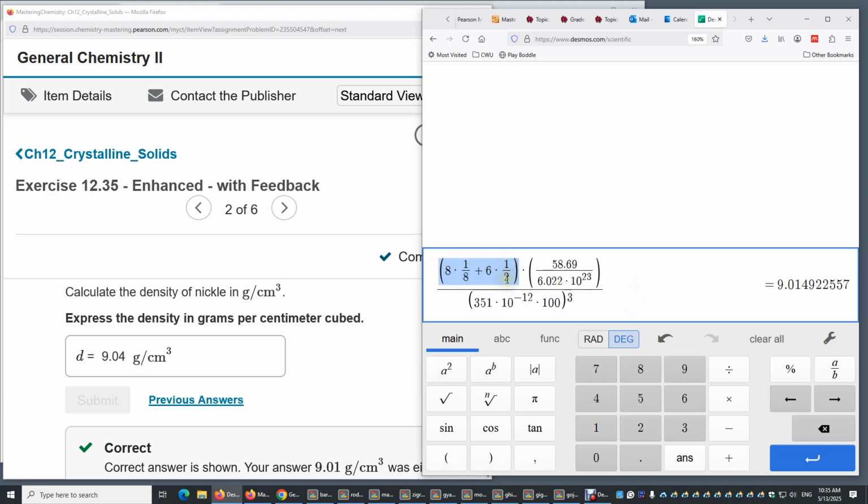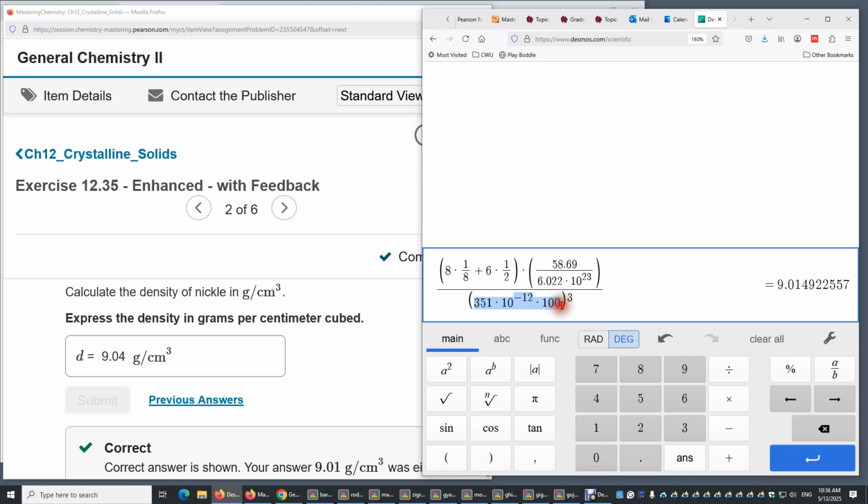Over here we have 4 nickel atoms in each unit cell. And this is the molar mass of nickel divided by Avogadro constant. And this is the mass of 1 nickel atom in grams. After we multiply these two terms, we get the mass of the 4 nickel atoms inside 1 unit cell. On the bottom, we have the volume of the unit cell, which is the edge length to the power of 3. What's the edge length?